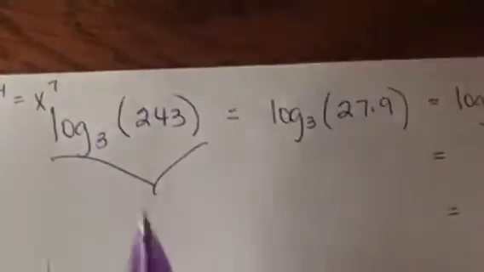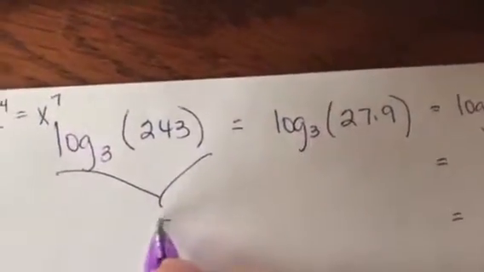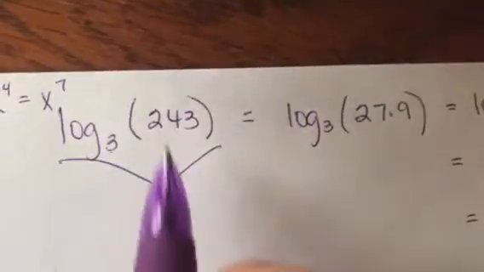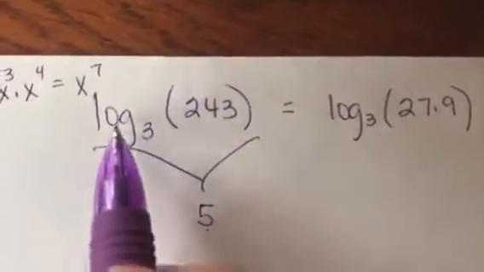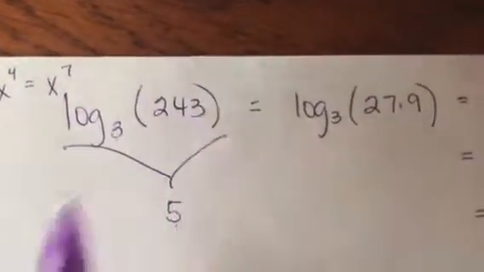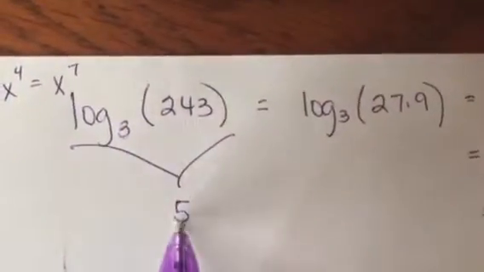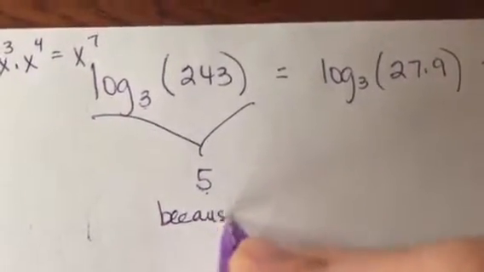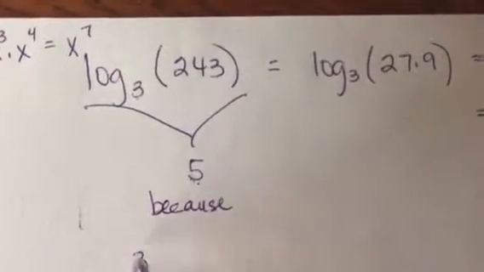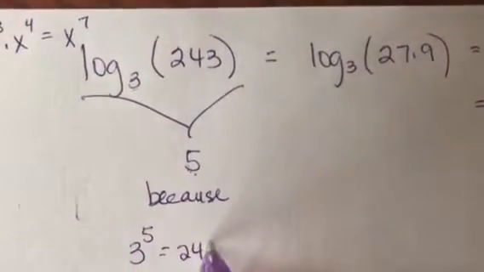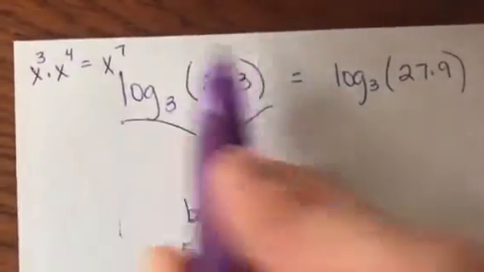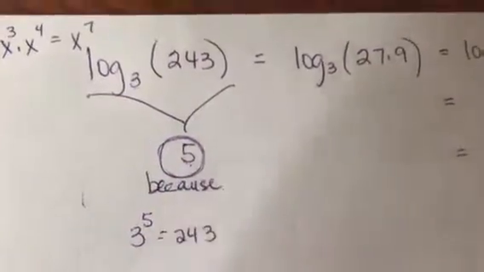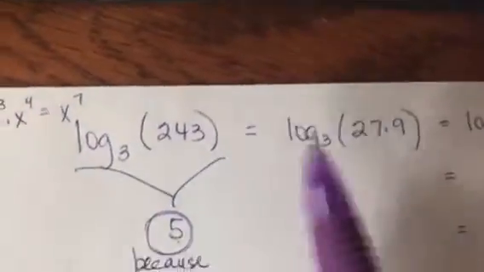So I want to show you something here. First of all, this right here equals 5. And the reason this equals 5 is because 3 to the 5th is 243. You could also hit this in your calculator, the log of 243 divided by the log of 3, and test me on that. But this is 5. And let me write here, just in case you're still confused, I'll tell you why. It's because 3 to the 5th is 243. So when you take the log of something, you get the exponent. Notice that is the exponent on this.